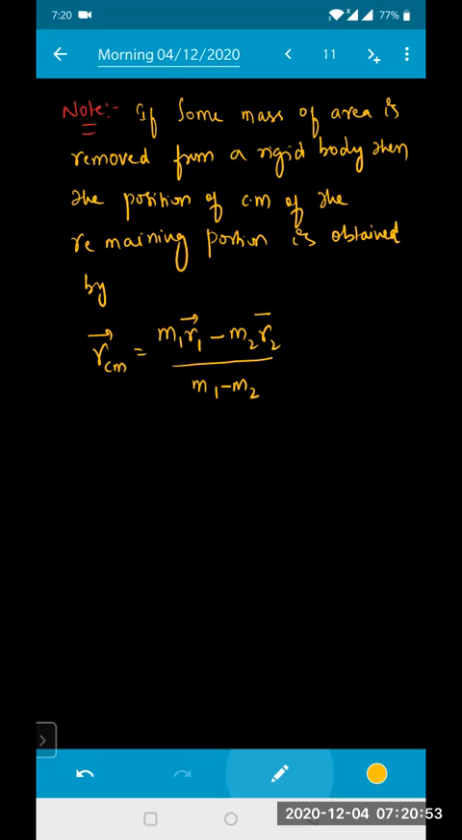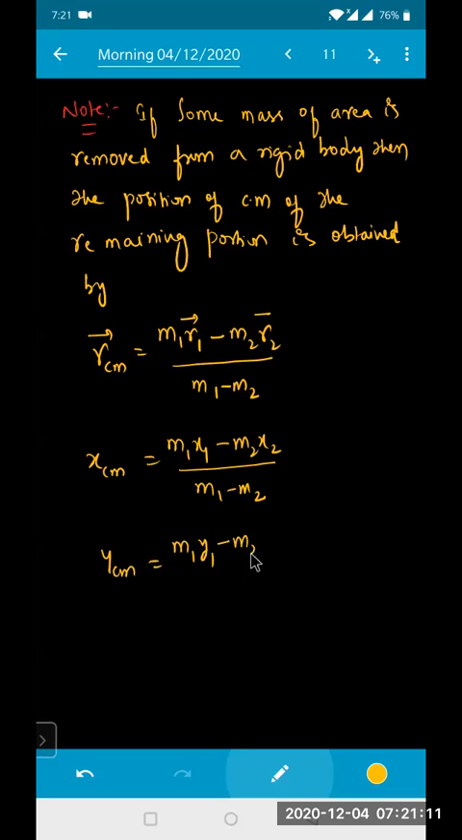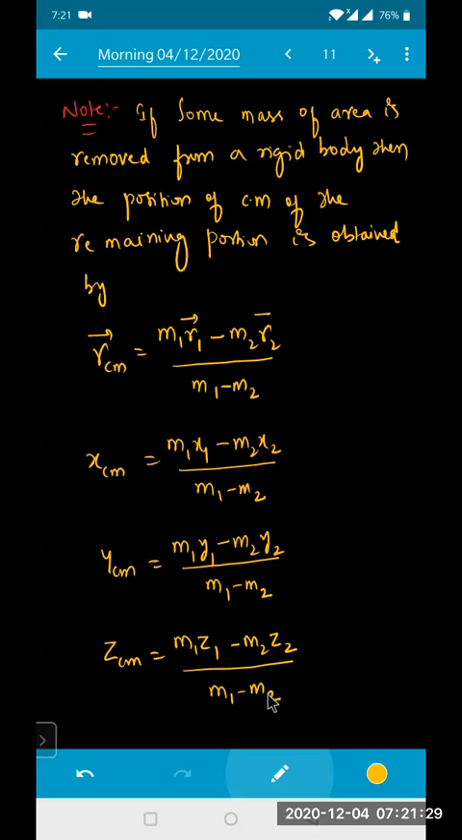X_CM equals M1 X1 minus M2 X2, divided by M1 minus M2. In the same way, Y_CM equals M1 Y1 minus M2 Y2, divided by M1 minus M2. Likewise, Z_CM equals M1 Z1 minus M2 Z2, divided by M1 minus M2.